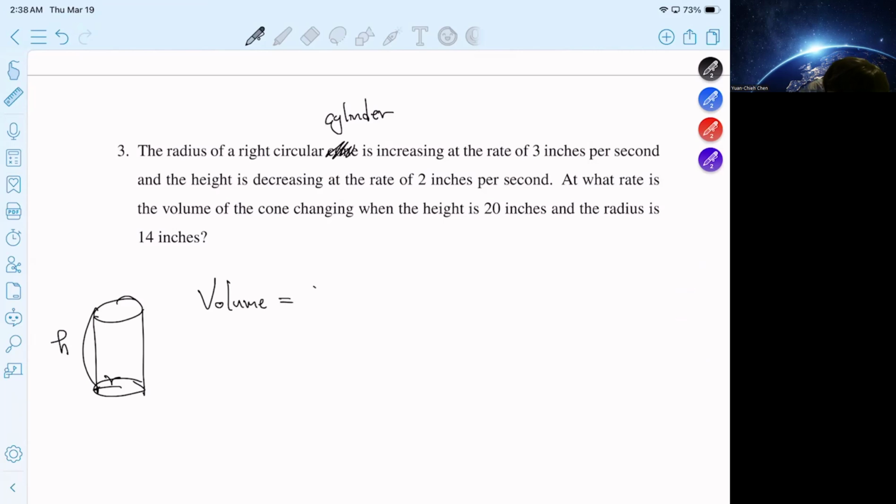So volume, maybe I write it V. It depends on R and H, and in this case it will be pi R squared H. So now R is a function of t, H is a function of t, since they're increasing per second, decreasing per second.